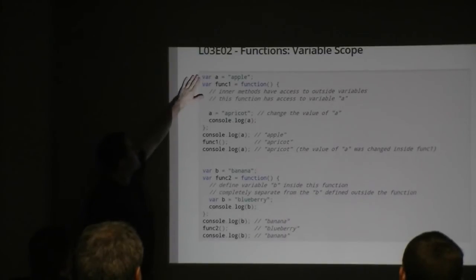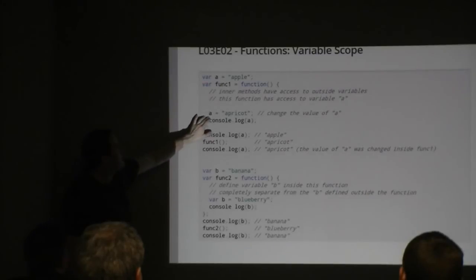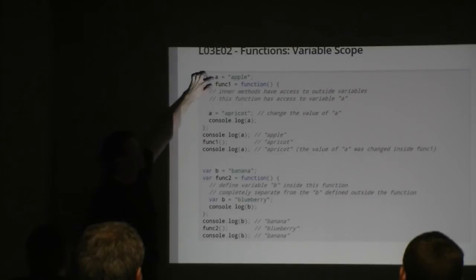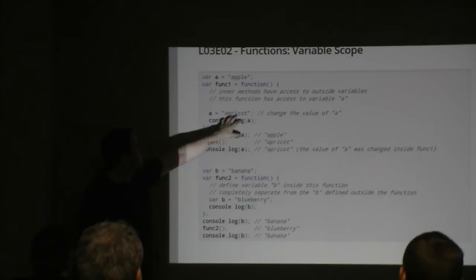So we're going to create the variable a and give it apple. We're going to create function 1. Inner methods have access to outside variables. So here we have a. This is the same a as here. We're taking apricot and assigning it to a, and then we're going to print out a. And then we're ending function 1. We're not executing it. We're just defining it.